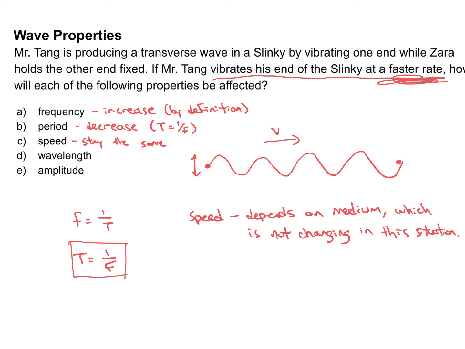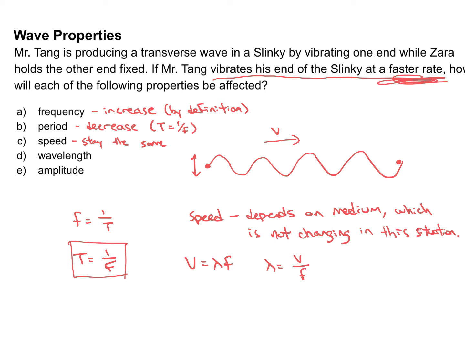Okay, how about the wavelength? Well, we can use our answers from above to make a prediction about the wavelength. So we know the relationship between speed, wavelength, and frequency. This is an important formula. The speed of a wave equals wavelength times frequency. So the wavelength would be the speed divided by the frequency.